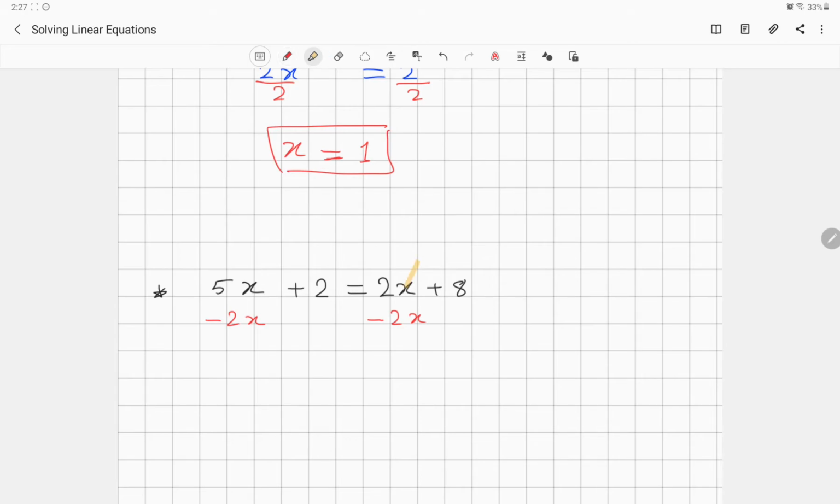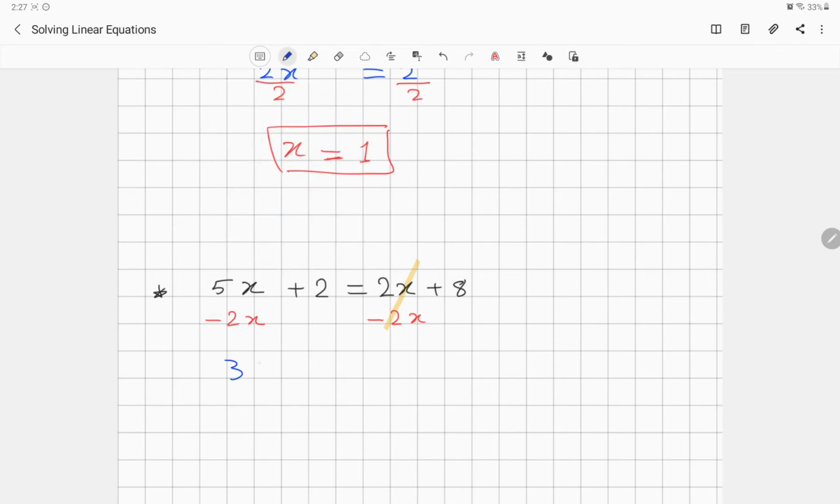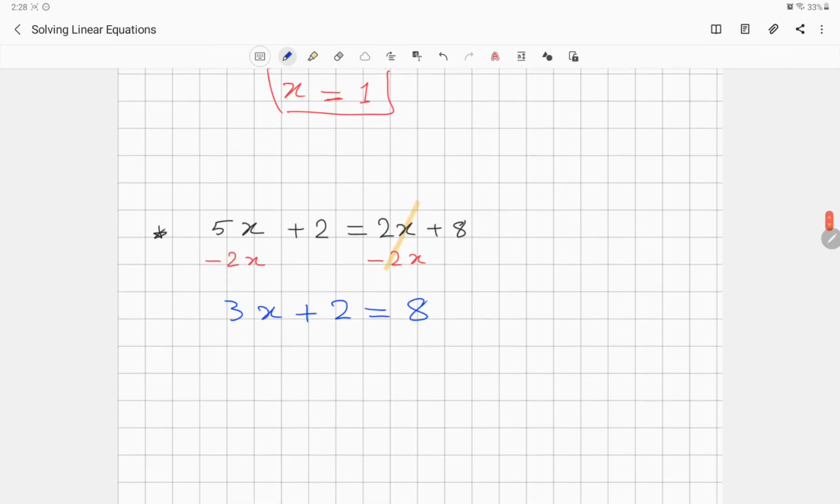So if you do that, this will be 0, and you will be left with 3x plus 2 equals 8. Now it looks like this one again. So it's simple.